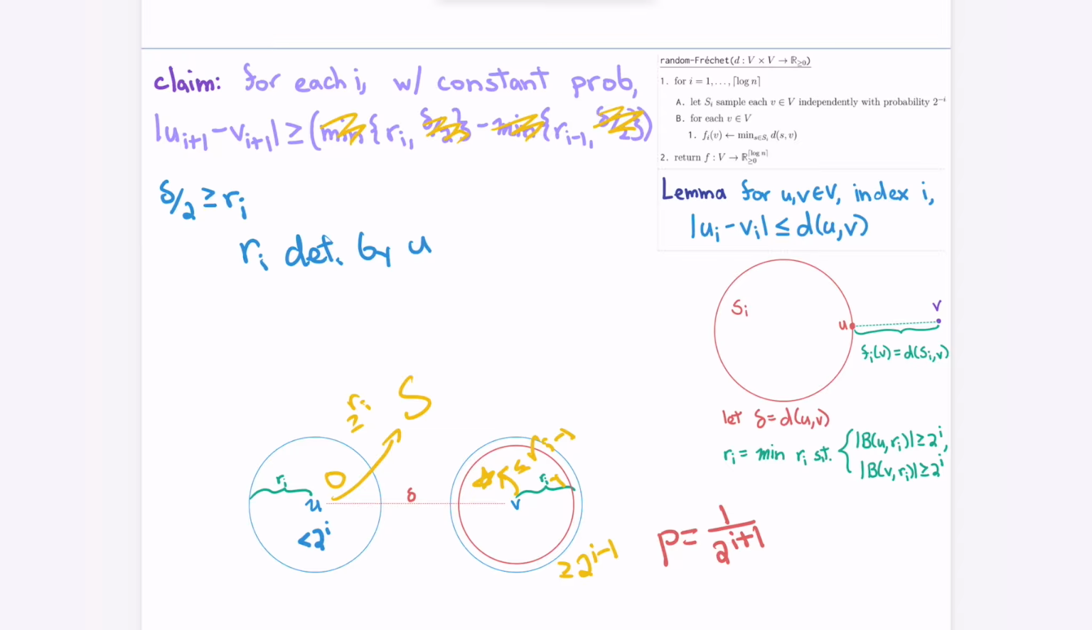Okay. Now, p is like 1 over 2^(i+1). So you're expecting to sample like 1/2 of a vertex from this ball. So you'll get none with constant probability. And here you're expecting to sample like 1/4 of a vertex. The calculations are a little bit messier, but not hard compared to stuff we've already done. But you also get at least 1 with constant probability. The odds of getting none is at most 7/8 or something.